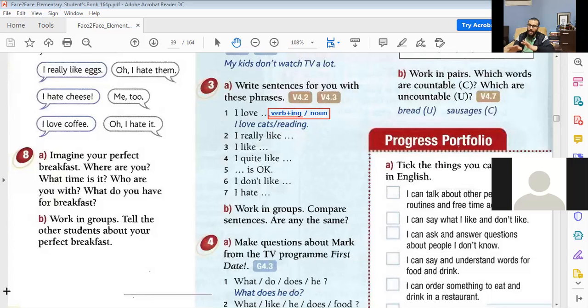But if the noun is uncountable, of course we don't put s. So you can say, I love coffee, I love fish, I love toast. Bread is okay. I don't like fruit. So here, all of these nouns are uncountable, so you just use them without change. Okay, so this is clear.